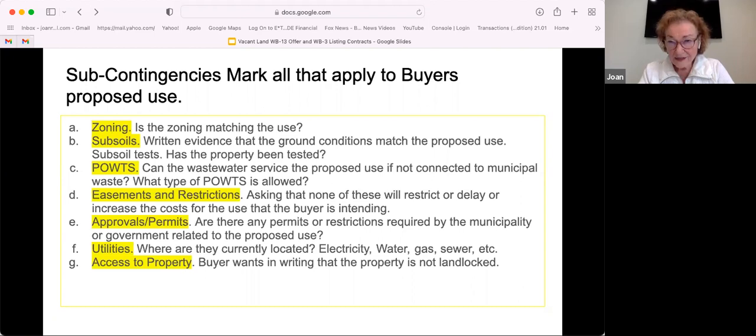Remember, these are all contingencies. So if they cannot be met, again, you give a notice, you give evidence that the contingency cannot be met, and you give the camera because you're null and voiding the contract.